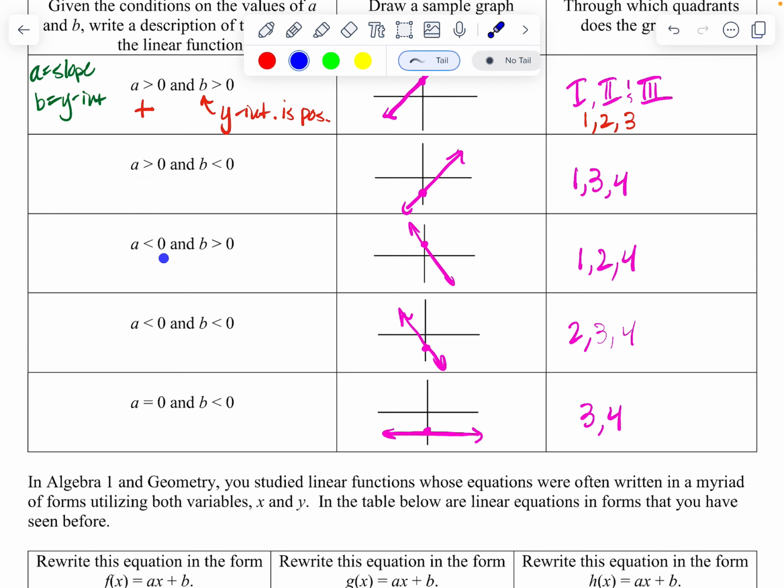On this one, we have a negative slope, positive y-intercept. So positive y-intercept, negative slope. The next one is a negative slope and a negative y-intercept. So negative y-intercept crosses the y-axis at a negative value and has a negative slope. And then a slope of 0 and a negative y-intercept. Slope of 0 means it's a horizontal line.